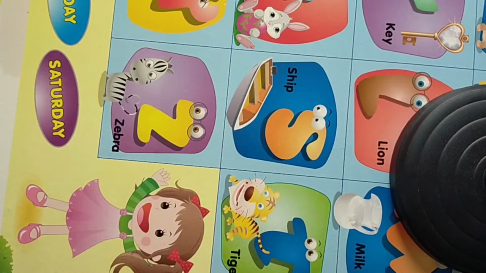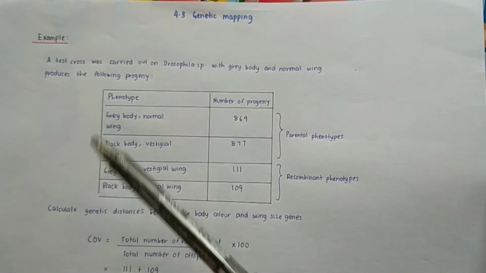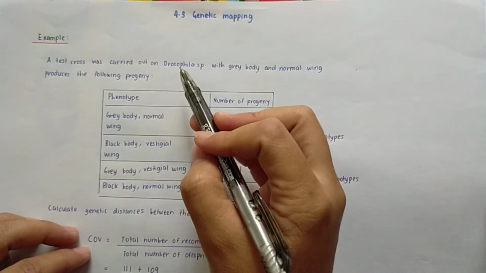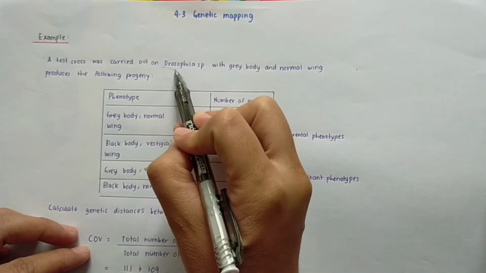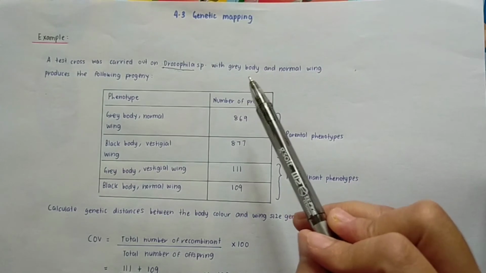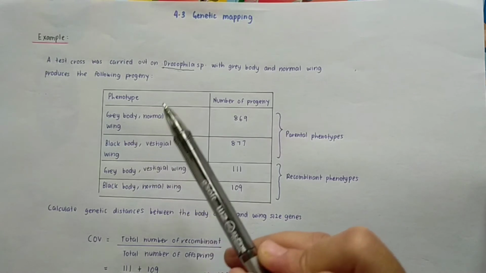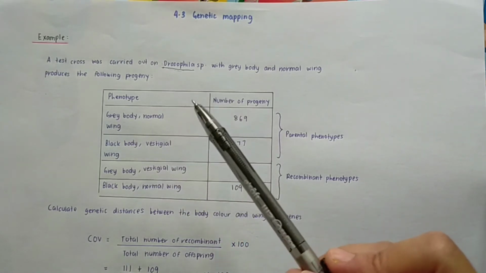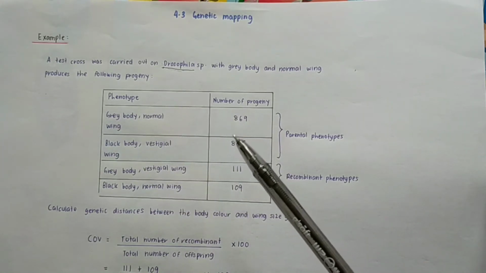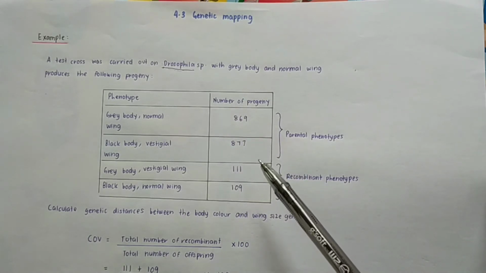Okay, so now we look at the example. Let's say the question states: a test cross was carried out on Drosophila species. Remember, since Drosophila is the scientific name, you have to underline it. Just underline Drosophila, with grey body and normal wing, producing the following progeny. So when a test cross of the Drosophila happens, it will produce progeny. Kalau awak tengok dekat sini, based on the number of the progeny, awak boleh identify macam yang kita dah discuss based on the linked genes before this.